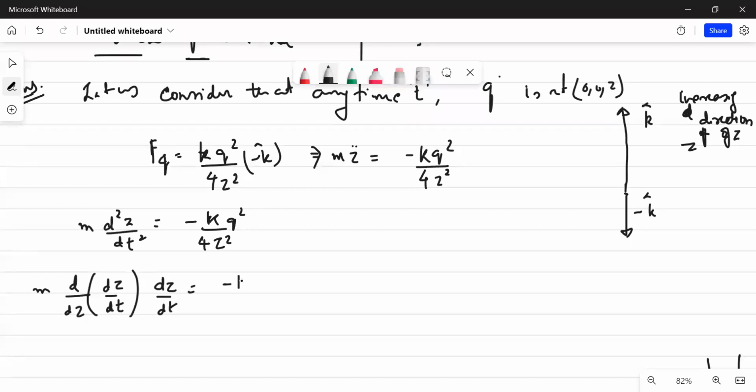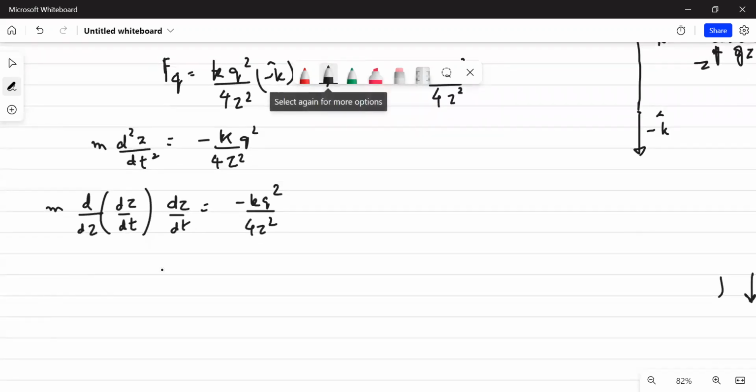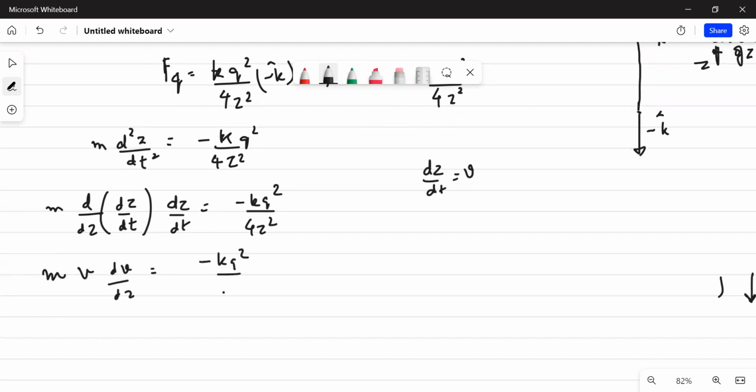Okay, and what is dz by dt? dz by dt represents the instantaneous speed of the charged particle of mass m and charge q, let's say I'll write it as v. So this is mv, and this is dv by dz, equal to minus kq square upon 4z square.